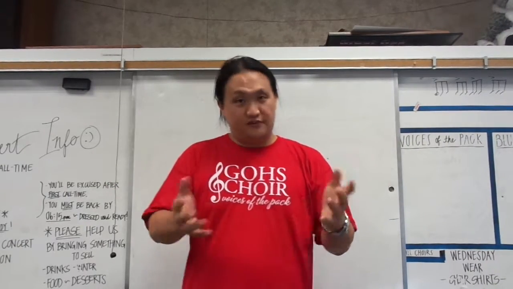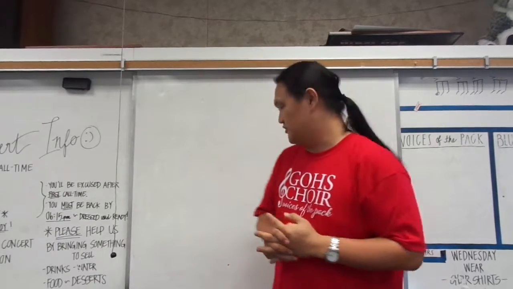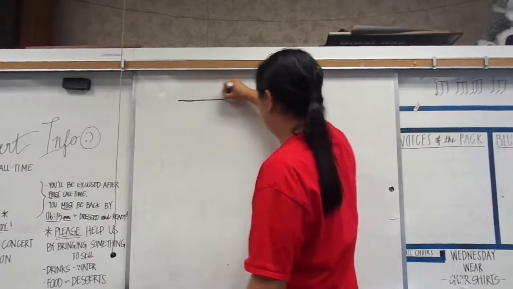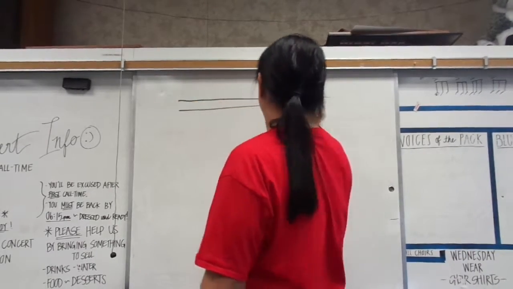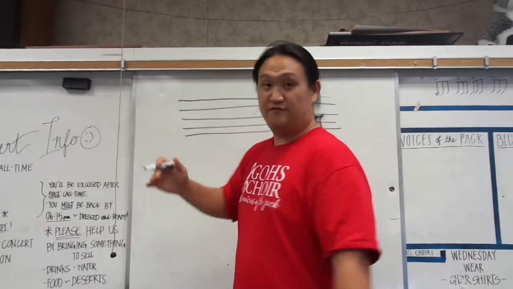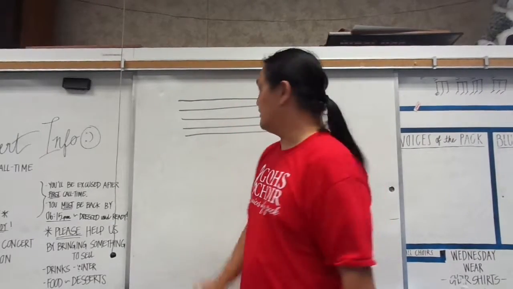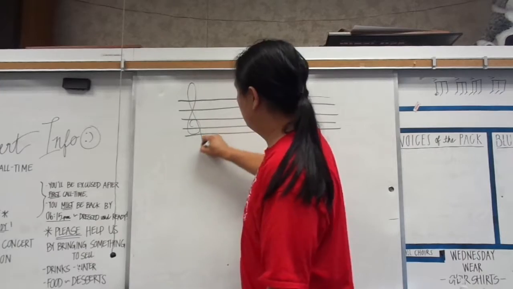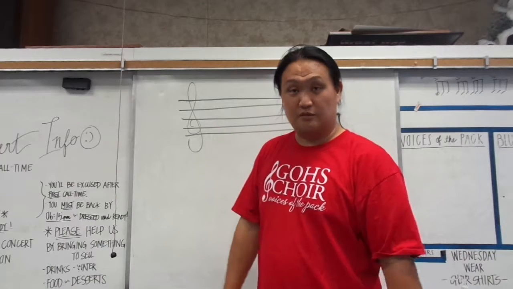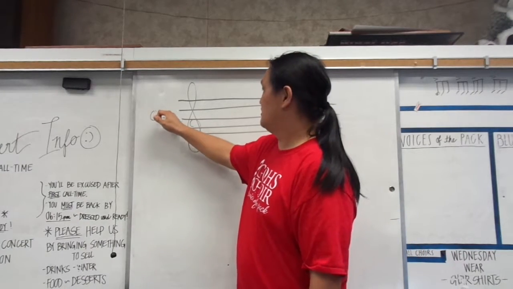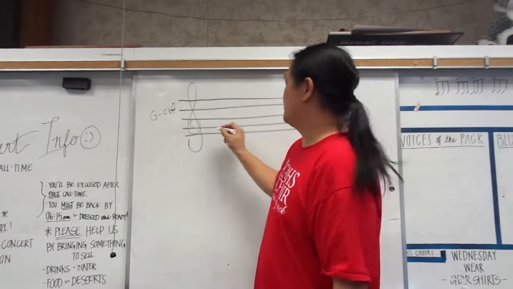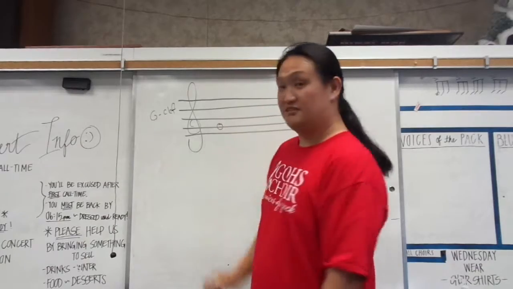Okay? So here are a few things that you need to know and understand before we can continue on. First and foremost, you need to understand that there is a staff. And for right now, we're just going to deal with a treble clef. When you have a treble clef on a staff, it is known as a G clef, only because it defines where G is. So this note right here is a G.